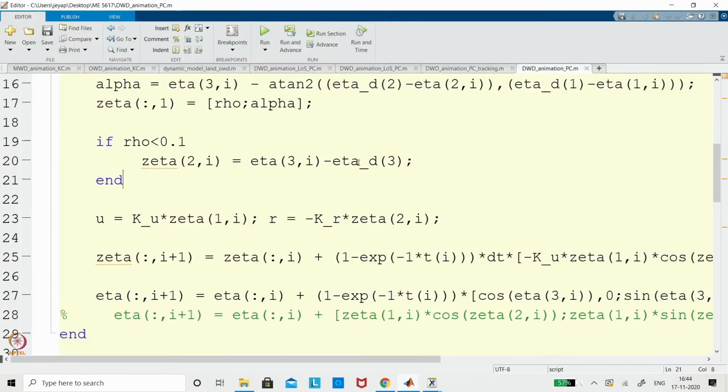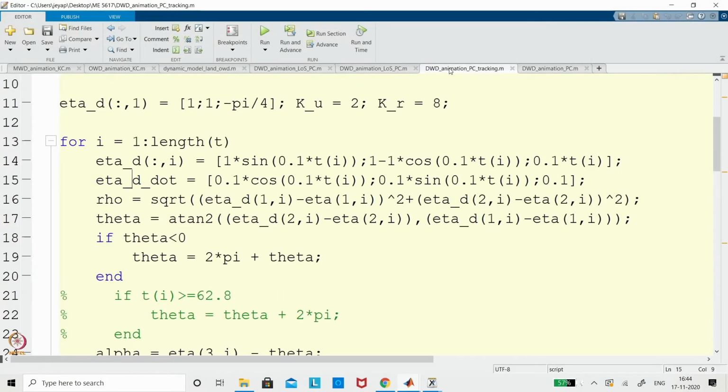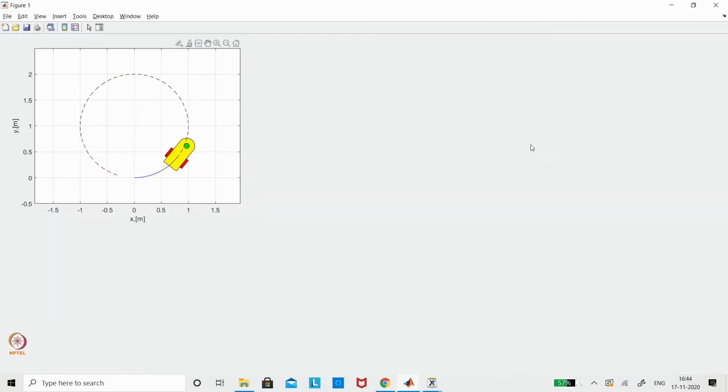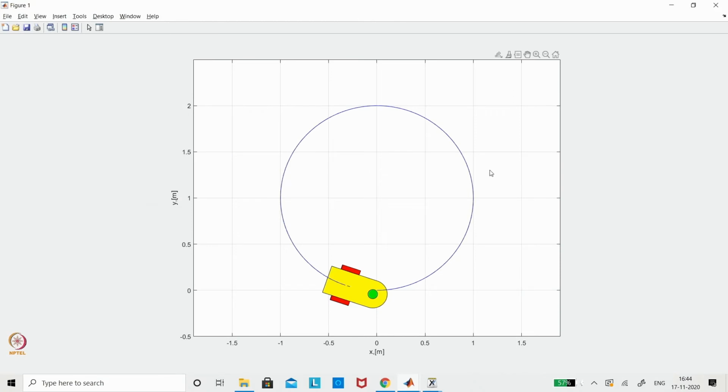If you are thinking about position tracking, it works well, but if orientation also needs to be controlled, then it cannot be done under non-holonomic conditions. The other case I have shown is circular profile following, where this dotted circle is the given circular profile and the vehicle is asked to follow it, and it is doing it.